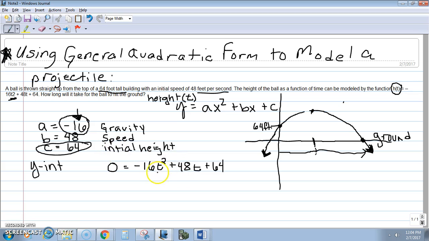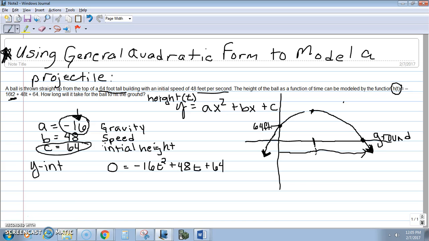Okay, so I need to figure out what value of t will make this 0. Well, this one, luckily enough, we can factor it. And then let's do that for this video. We'll factor it and solve it. And then on the next video, I'll give you a couple of different options for solving these.